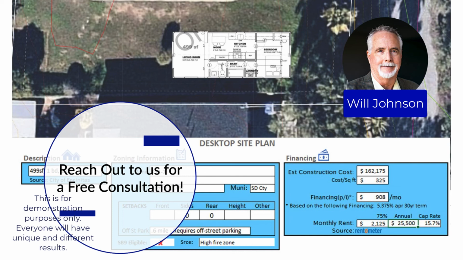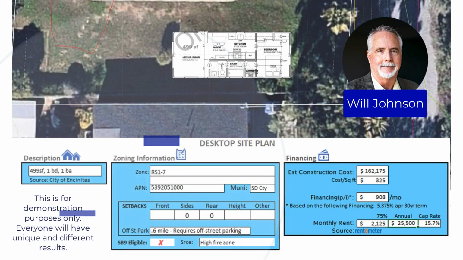So anybody that's trying to create income, offset their mortgage payment, this will really go a long way in achieving that. So that wraps up our desktop feasibility.